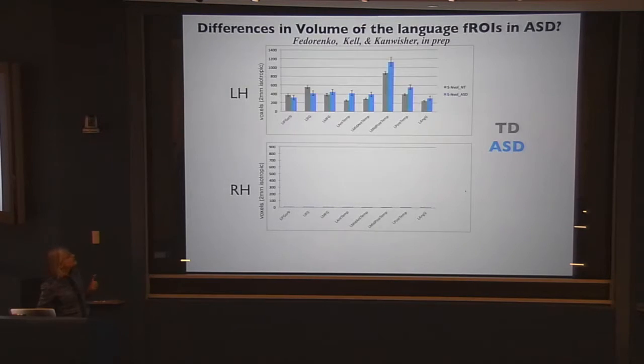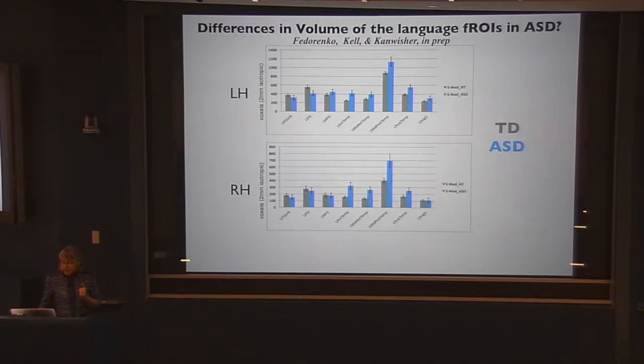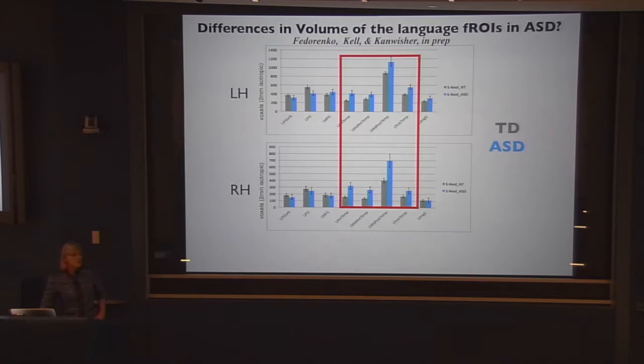I'm going to show you the volume of each language region in typical subjects and autistic subjects. And you see here in the left hemisphere that they're pretty similar, but if anything, the people with autism have larger language regions than typical subjects do. And same deal in the right hemisphere. In fact, even more so. So basically, if you look in these temporal regions, there's substantially larger language activations in the people with autism than the typical subjects. So basically, these regions are larger in ASD.